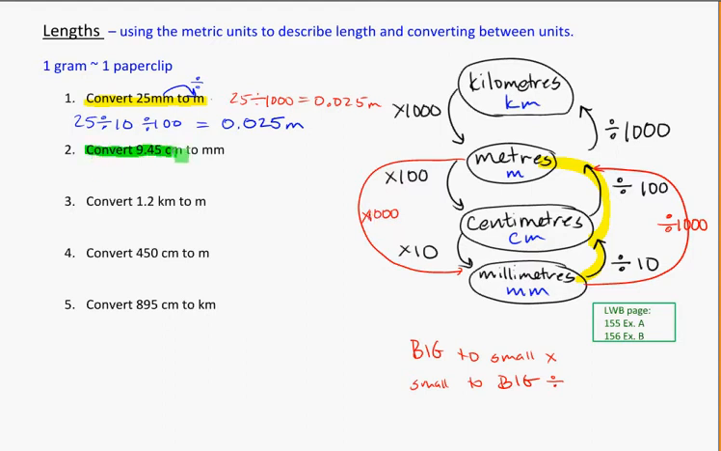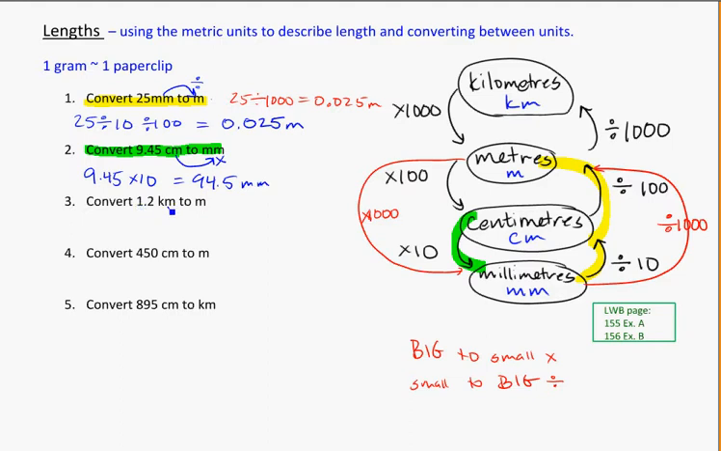So let's take a look at another example. Convert 9.45 centimeters into millimeters. Here I notice I'm going from centimeters, which are bigger than millimeters, so I need to be timesing because I'm going from big to little. 9.45 times 10 gets me to 94.5 millimeters. And that makes sense. There's 10 millimeters for every centimeter, so if I have 9 centimeters, I should have something around 90 millimeters.